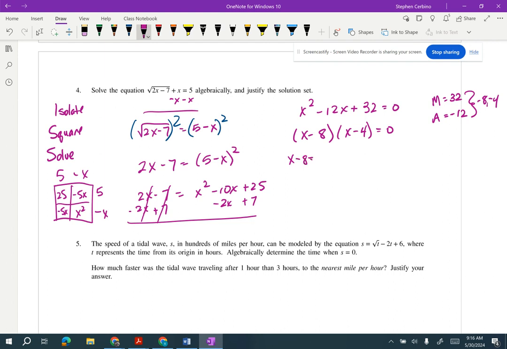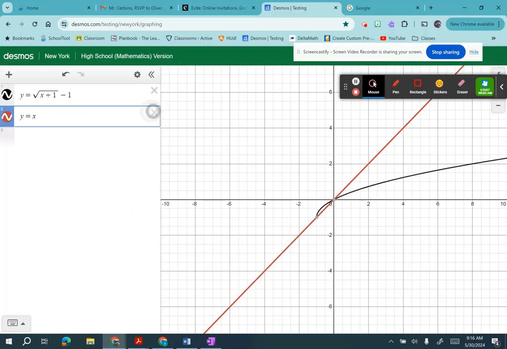Each one of those factors then can be set equal to 0. And we get x equals positive 8 as a possible answer and x equals 4 as a possible answer. However, one of these might be extraneous or might get rejected. So to check this, I'm going to go back to Desmos. So I have to do some graphing again.